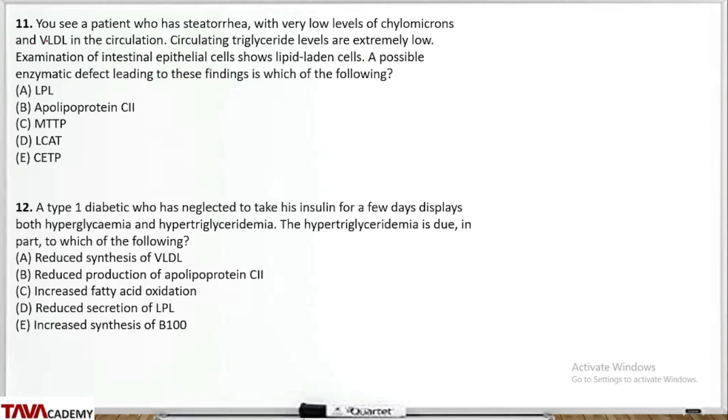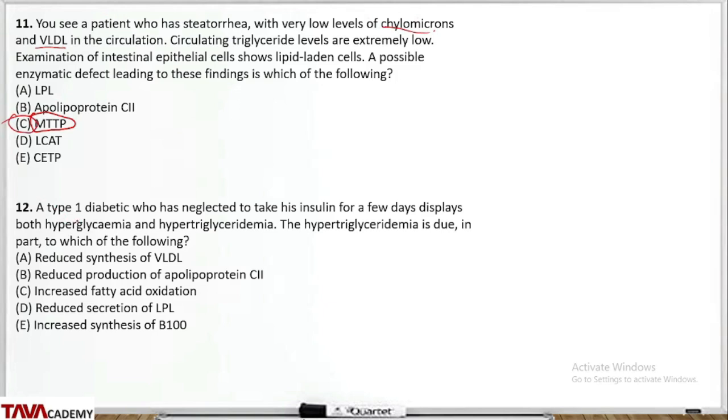Now, when VLDL or chylomicrons are affected, it means there's something wrong in building these lipoproteins. And we said before that ApoB needs a particular protein called microsomal triglyceride transfer protein to build this lipoprotein. So if MTTP is absent, both VLDL and chylomicrons would be affected automatically. So option C is the correct answer.